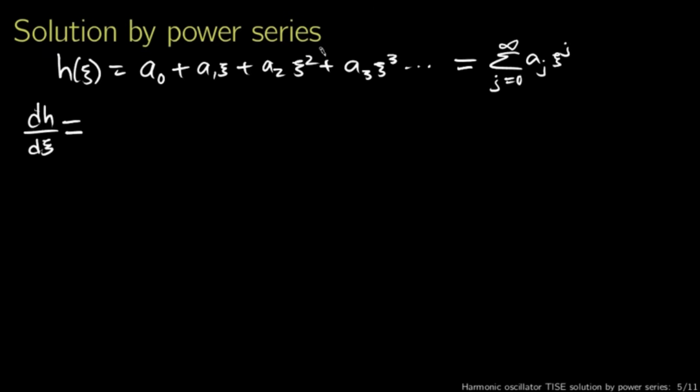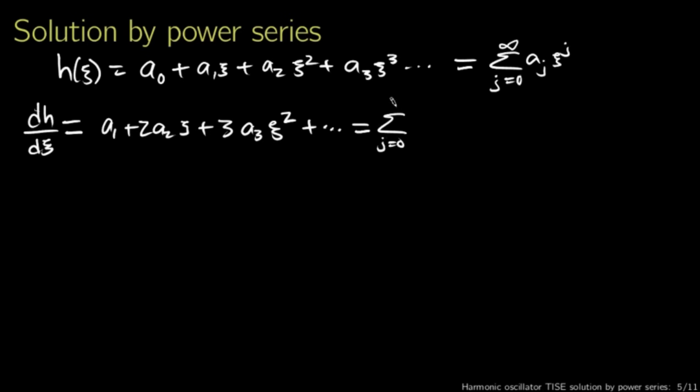You can look at these terms individually and tell easily what the derivatives are. The derivative of a constant is 0, so this term doesn't appear. The derivative of a1 xi is just going to be a1. The derivative of a2 xi squared is going to be 2a2 xi. Then 3a3 xi squared, etc., just taking the derivative of polynomials one term at a time. We can express that in this summation as well.